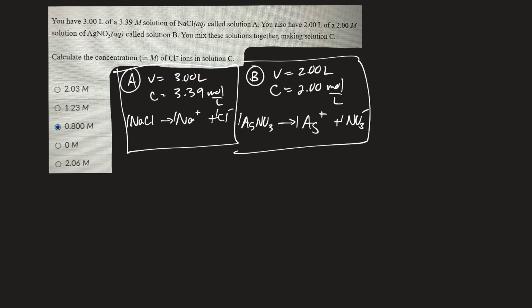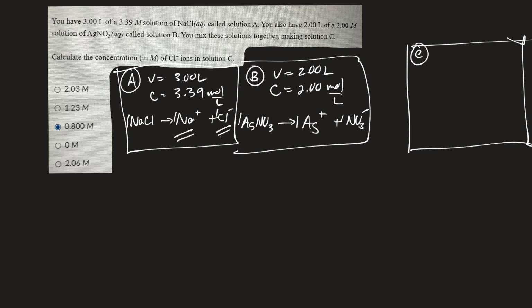So then they say to put them together. So we put them together in one big beaker we call C, and in there I'm going to have this and this and this and this. Those are all the ions that'll be floating around in that beaker. Silver and nitrate ions. Okay, I think we're okay.